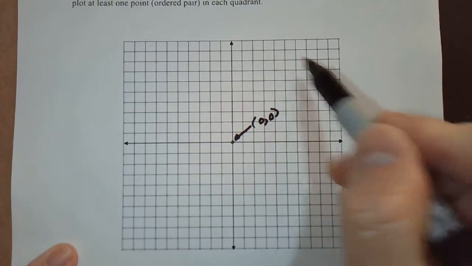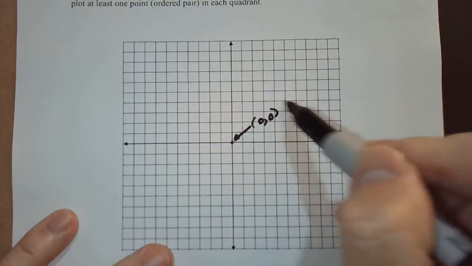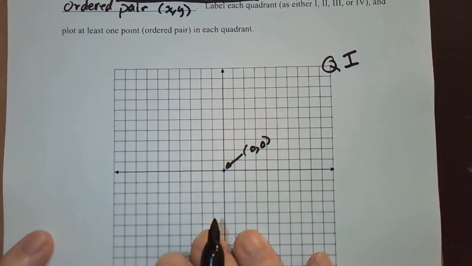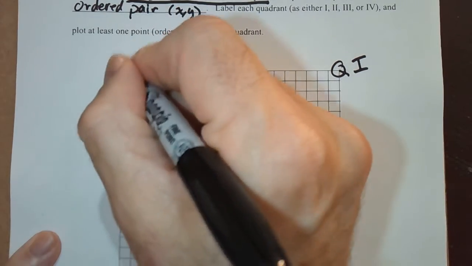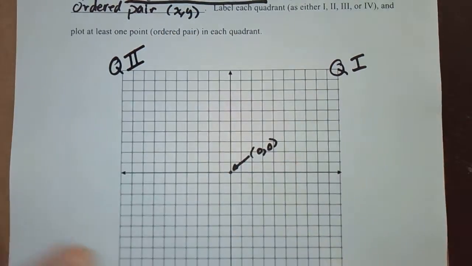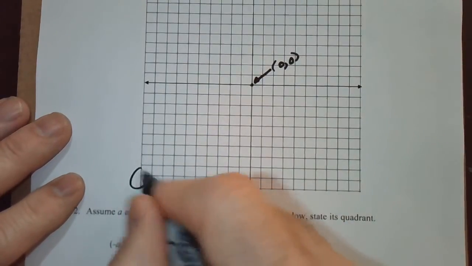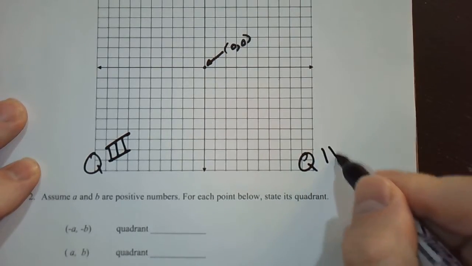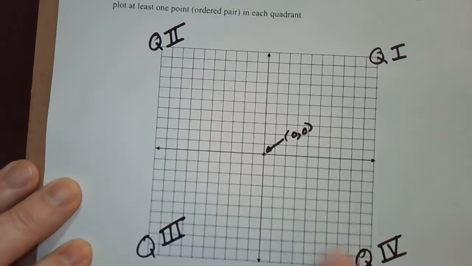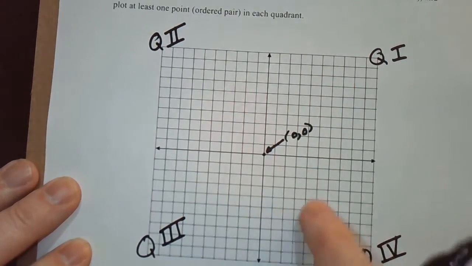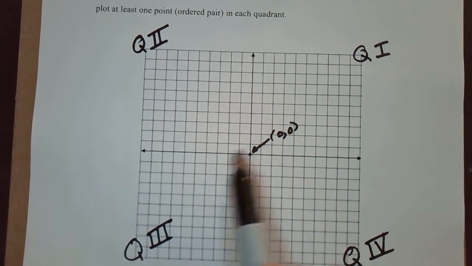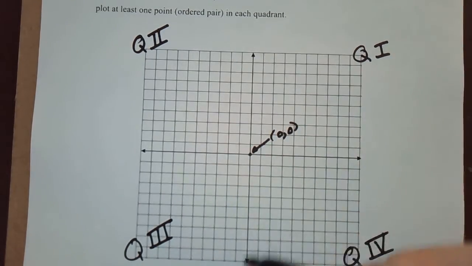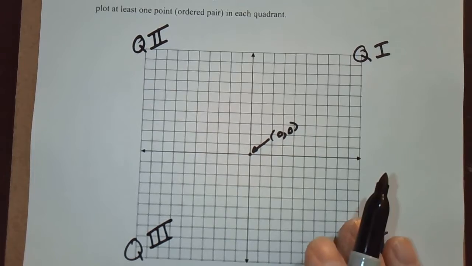Now, quadrant number 1 is this quadrant, the upper right. So I'm going to put a Q1 there, quadrant 1. And this one here is quadrant 2. And then down here we have quadrant 3. And then quadrant 4. So 1, 2, 3, 4. The x-axis is here and the y-axis is here, and that's what kind of divides the quadrants.